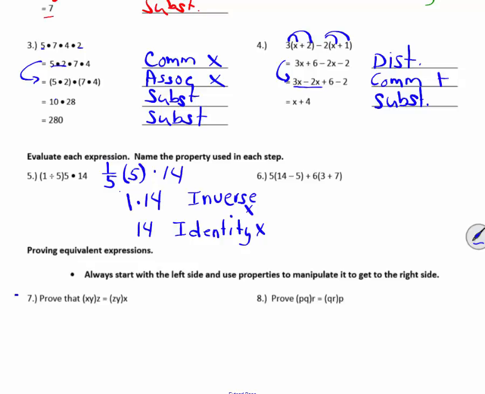All right, we're going to do 7 and 8 together in class. I want you to try number 6 on your own, and we'll give the answer. But we'll do 7 and 8 together in class. I want you to try number 6 on your own and bring it to class with you, and we'll see how you did. Any questions?